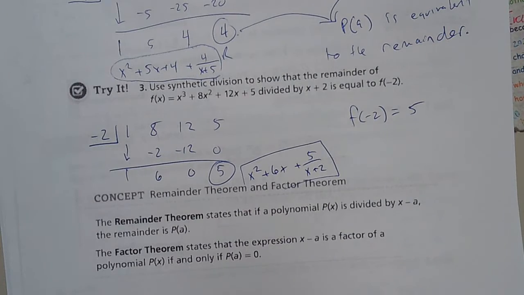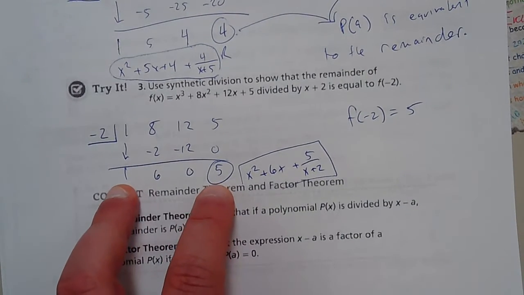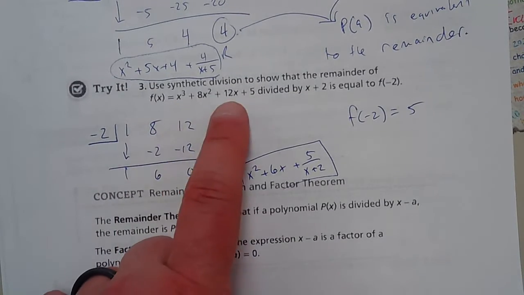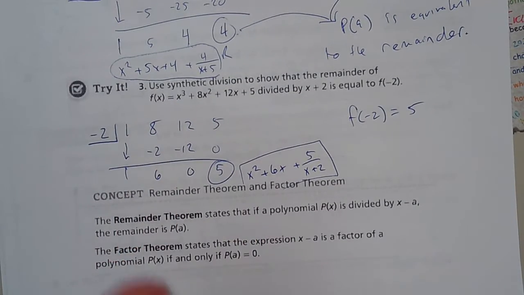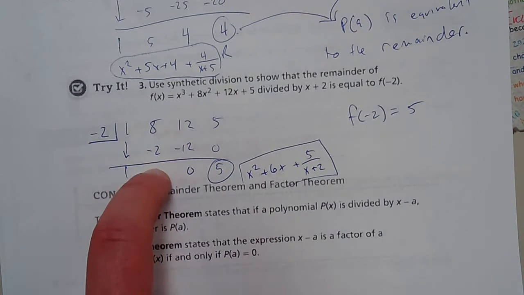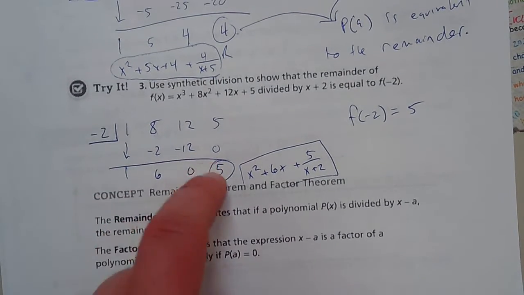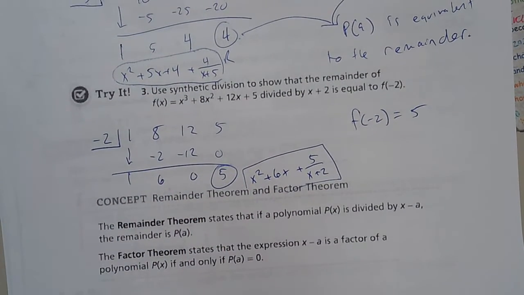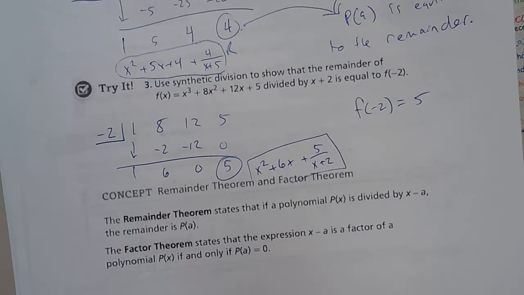Okay, so I do have it worked out here. You can check my synthetic division with your synthetic division. But again, it's always your coefficients. So 1, 8, 12, and 5. Drop it down. And then you're going to repeat the step of multiply, add, multiply, add, multiply, add. And you get a 0 in here, which is fine. 0 is a number too. Don't think there's anything wrong with that.